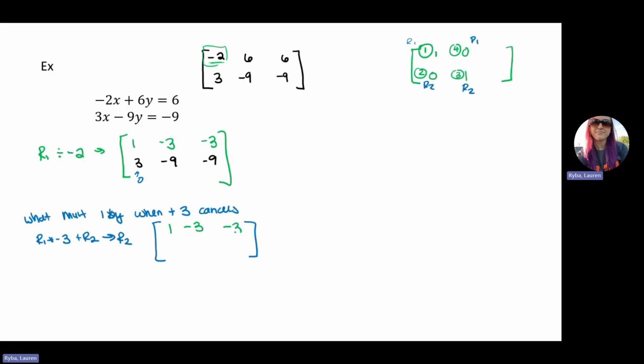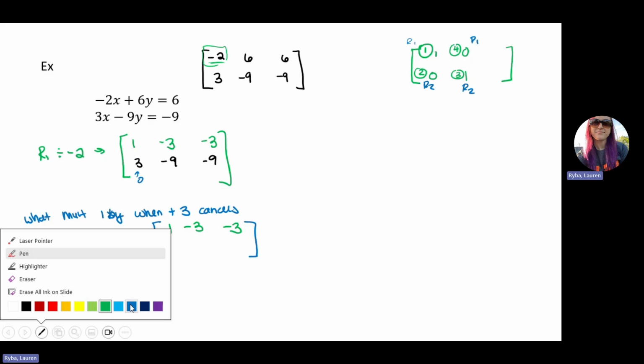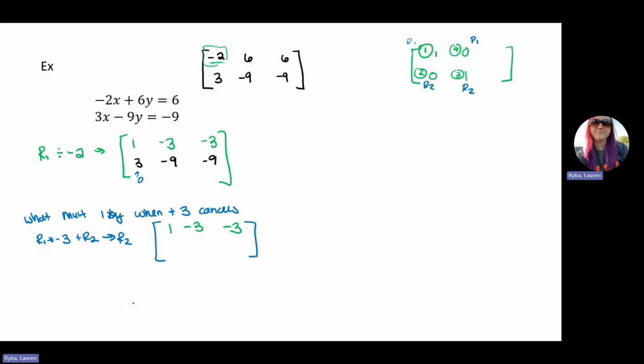That's not changing. Okay, so let's just on the side do some of the math. So row 1 value times -3. So I take 1 times -3, and then I'm going to add it to the value below it, 3. 1 times -3 is -3. -3 plus 3 is 0. Okay, do the next column. So row 1 value is -3. I'm going to times it by -3 and then add it to -9. I'm literally just following this equation with each column.